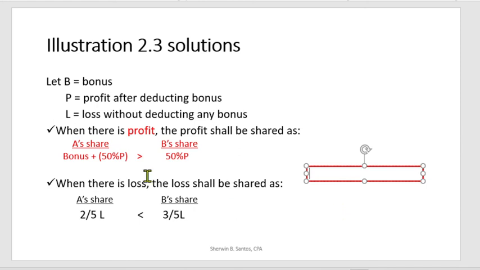So I think that will end my discussion related to illustrations on bonus. Please proceed to the next video for the illustration on interest on capital contributions.